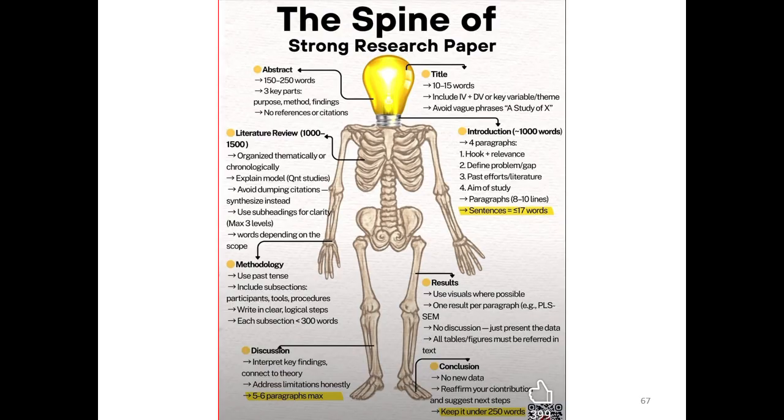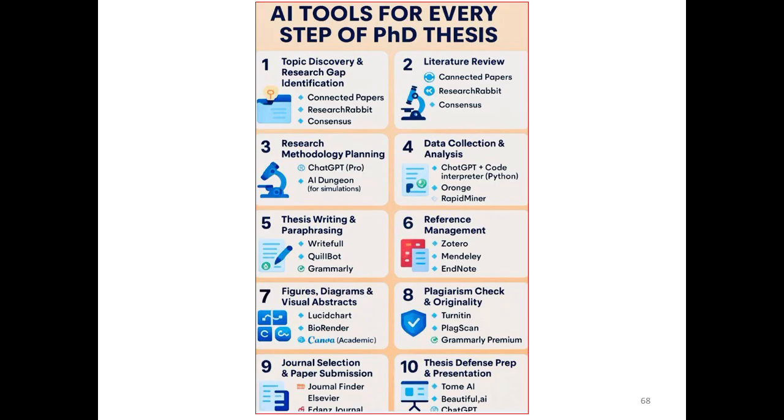Then the discussion, experimental discussion. We are performing interpretation of key findings, connecting to theory, addressing limitations honestly, and 5 to 6 paragraphs maximum. Then the conclusion: we need to introduce no new data, reaffirm your contributions, and suggest next steps. Keep it under 250 words. This is about the spine of a strong research paper.